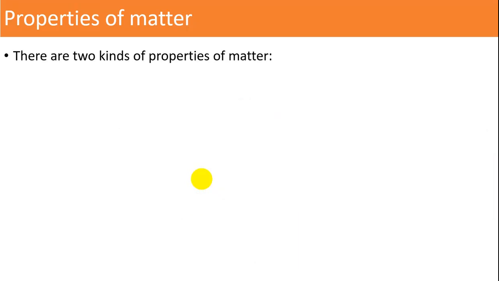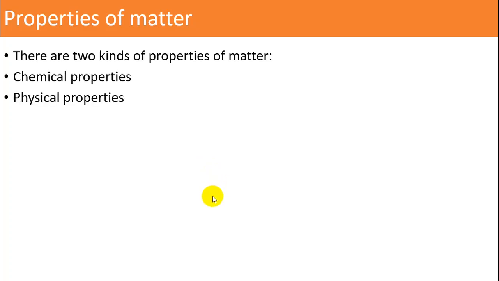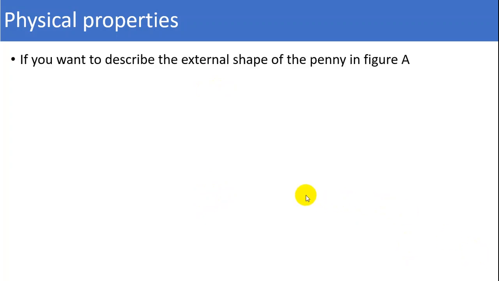There are two kinds of properties of matter. One of them is related to the internal structure of matter, which we cannot see. It is called the chemical properties. The other one is something obvious, something external, something we can see and feel by our five senses. It is called the physical properties. So we have chemical properties and physical properties. Let's start now with physical properties.